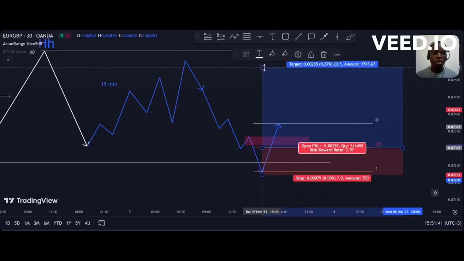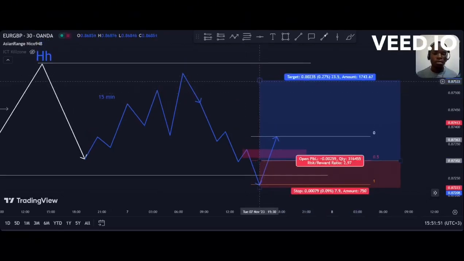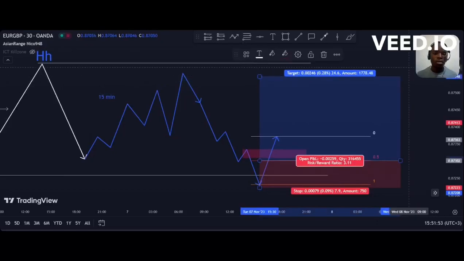As for me, I usually target 3. My minimum risk to reward ratio is always 3. My maximum is 4. So we target 3.